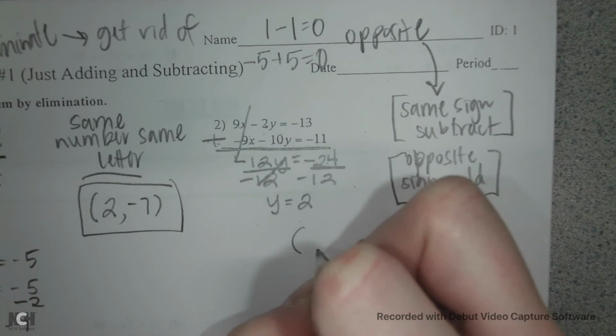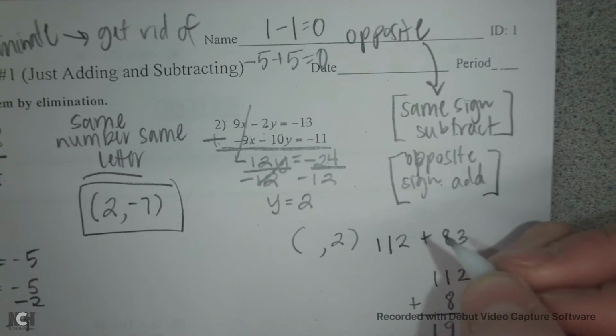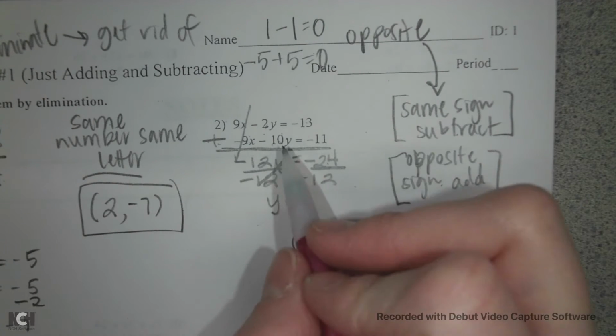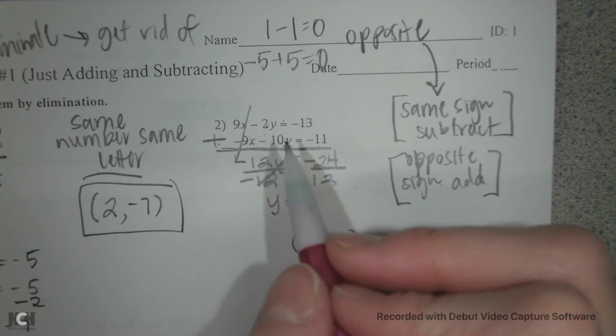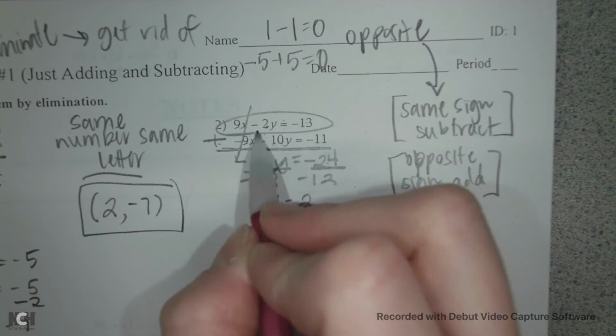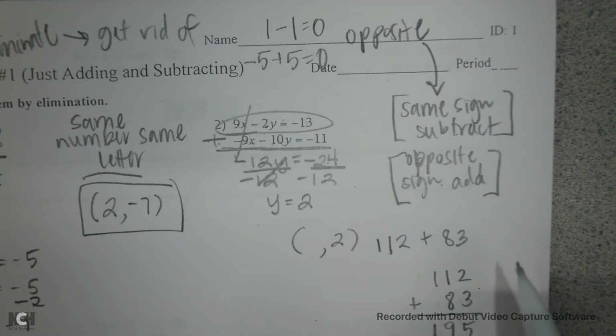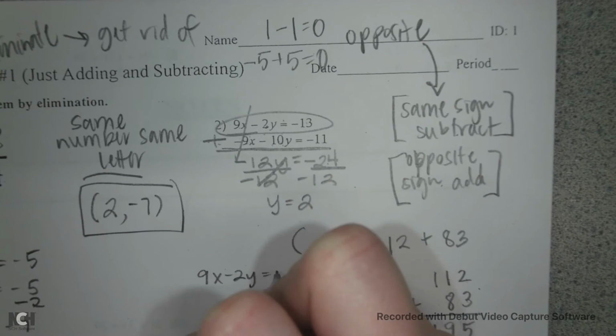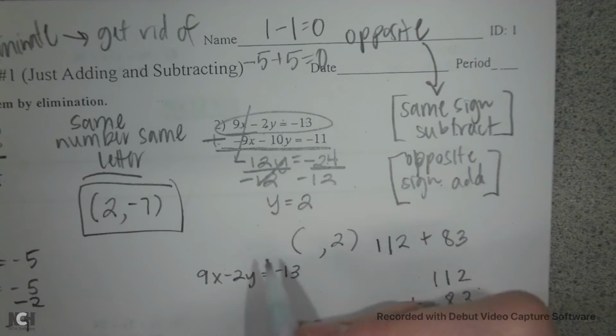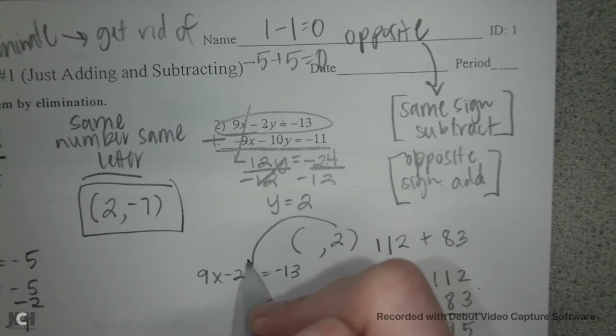And negative 24 divided by negative 12 is 2. So I know half of my answer already. I have my y, but I'm not sure about my x. So now I'm going to take either of these equations and plug it in. I'll go with my top because the numbers were more positive. So 9x minus 2y equals negative 13. So we're going to take out the y and replace it with our new y value.